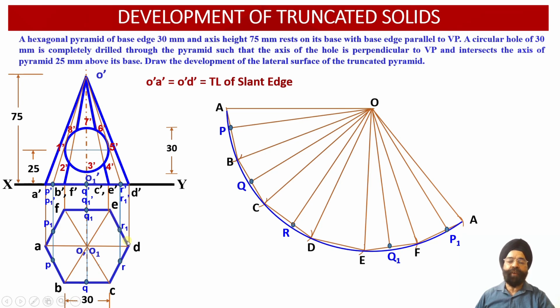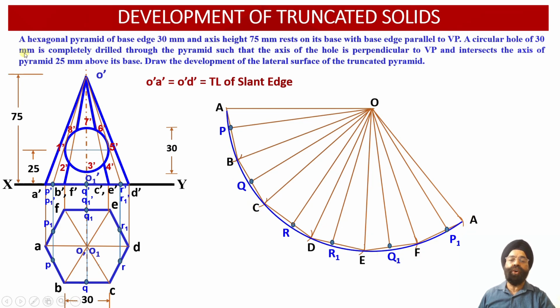So R1 point, we have observed that it is going to lie between the base points D and E alongside the edge DE. So we'll measure this distance from point D and mark the point R1 into the development surface area over here. So mark the same distance from point D. Once we locate point R1, now we can join this slant generator OR1 into the development surface view over here.